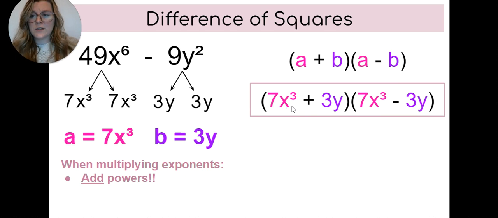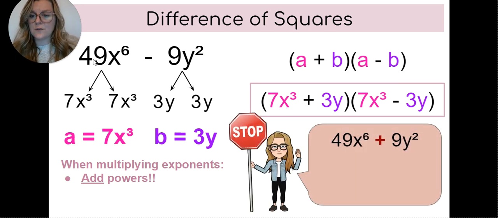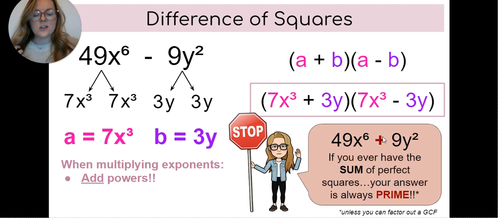Okay. Really quickly, if you ever see two perfect squares together and it has a plus, that is going to automatically be prime, assuming that you can't factor out a greatest common factor. So if you see this and it had a plus in between it, you're going to stop and say prime.